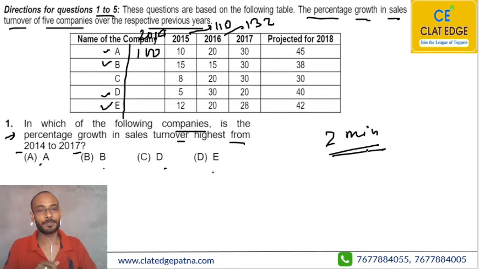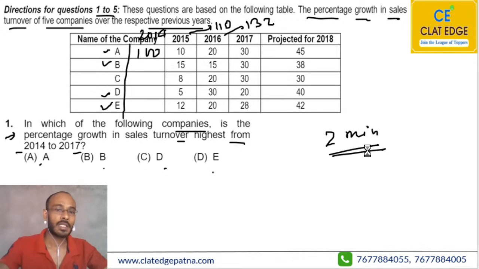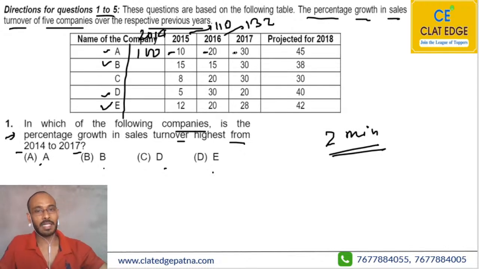You have to check the percentage growth in sales turnover highest from 2014 to 2017. From 2014 to 2017, whose is the highest? As you can see, from 2014 to 15 it is 10, from 15 to 16 it is 20, from 16 to 17 it is 30. So that's it, you have to check and answer.